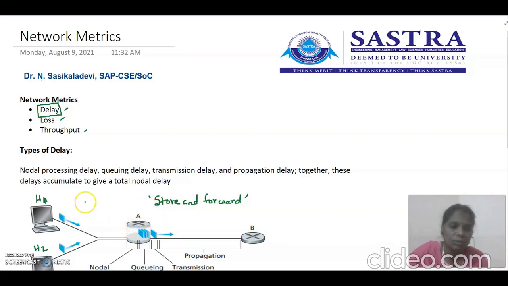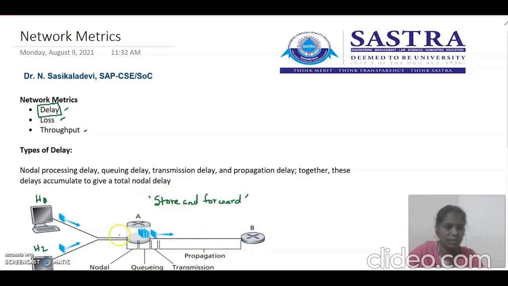If you take a structure like this, the packet reaches the destination only after some period of time. That time is known as delay. It is the time taken by the packet to reach the destination, and it depends upon several factors. So what is the first important factor?